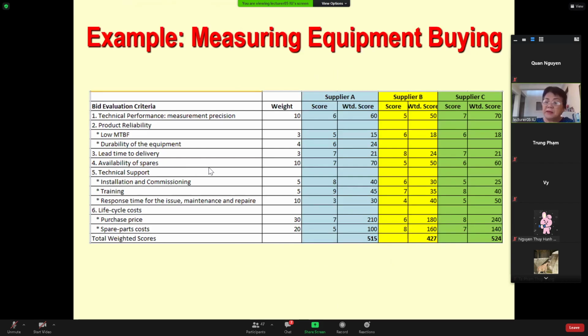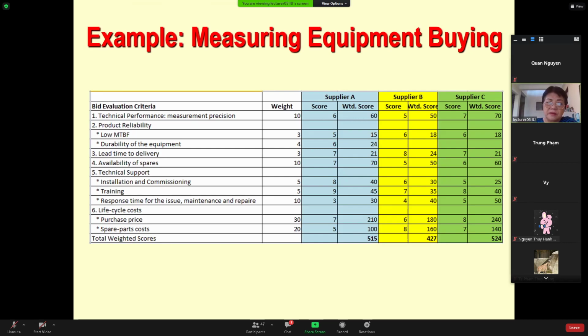Availability of spare parts is important. If you buy equipment, however cheap it is, if they don't have the spare, then you might face the problem of no spare part later. That's why if you buy equipment, you have to think about the availability of the spare.